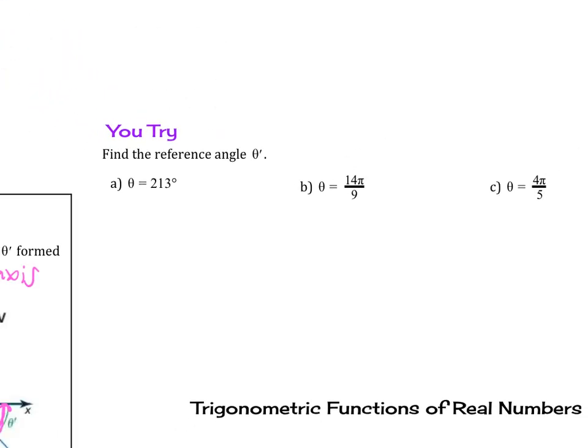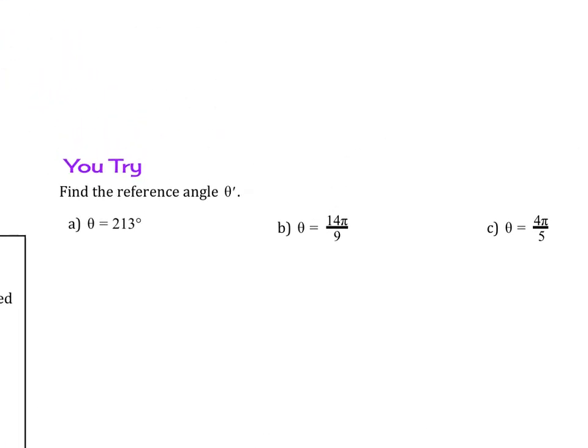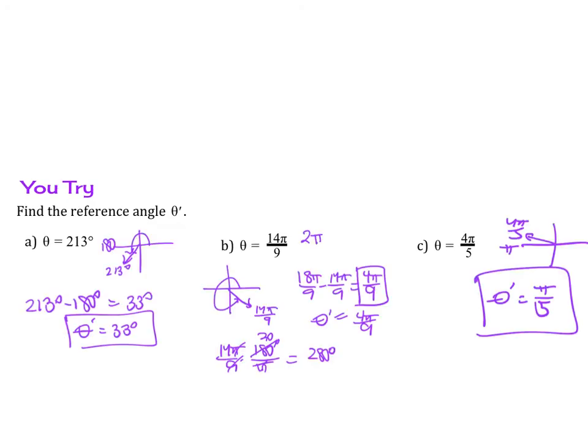Go ahead and try these 3 examples here. Trying this out, letter A. It is helpful to draw a picture sometimes so you know where you're going, right? So for A, it's 213 degrees. I'm in quadrant 3. So I want to know how far is that to the x-axis, to 180 degrees. So 213 degrees minus 180 degrees is 33 degrees. That's my reference angle.